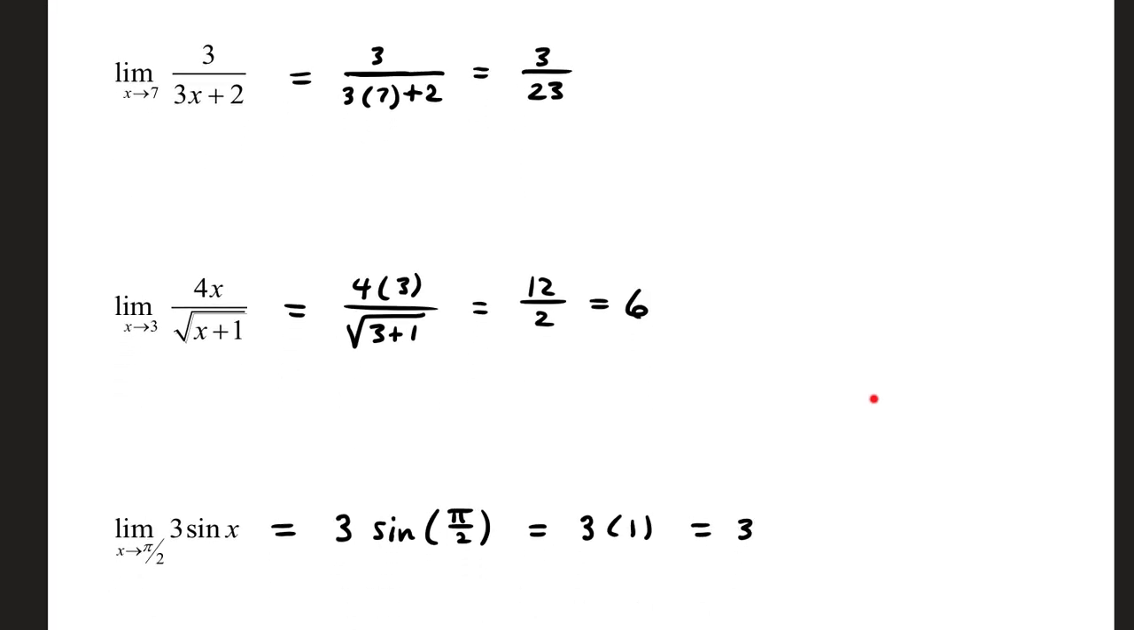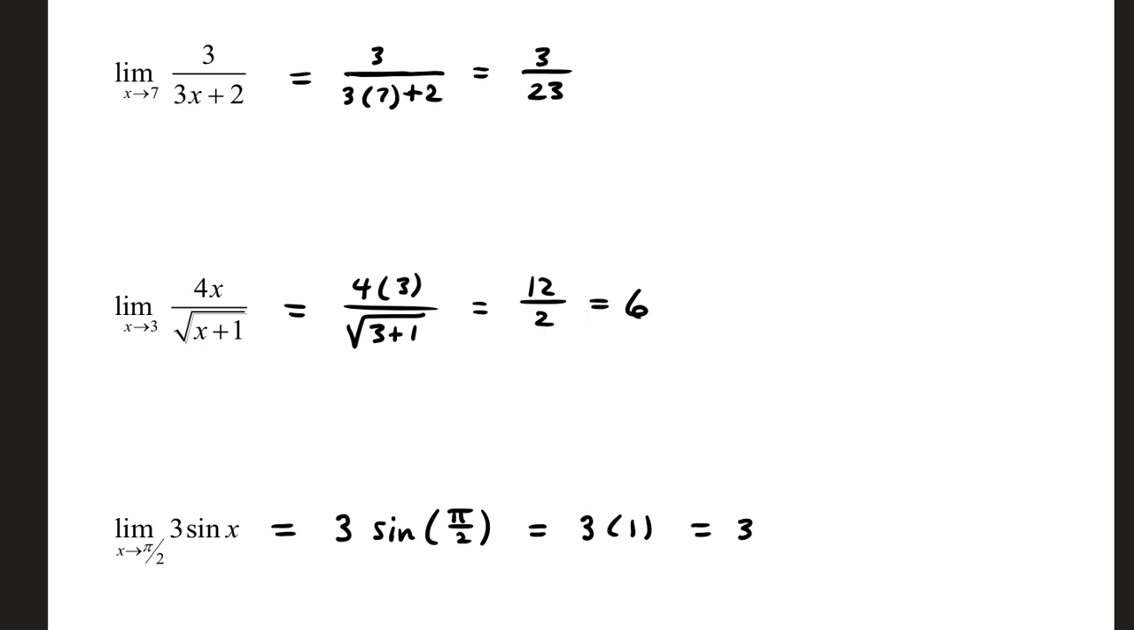For the next 3 limits, we also have success with substituting in the approach number, x approaching 7, 3 times 7 plus 2, that does not create a zero denominator. That value comes out to 3/23.